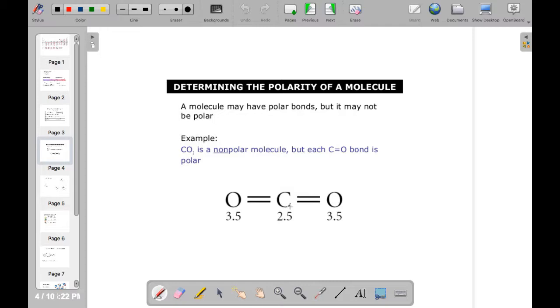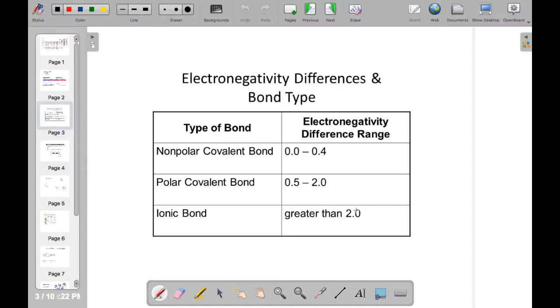C, carbon, has an electronegativity value of 2.5. Oxygen has an electronegativity value of 3.5. So if you look at this bond right here between these two atoms, we take 3.5 minus 2.5, we come up with 1. And you could then get the electronegativity difference over here, which would be the same. So 1.0. We then go back to our chart, and we see that if it is in that range, that bond must be polar covalent.